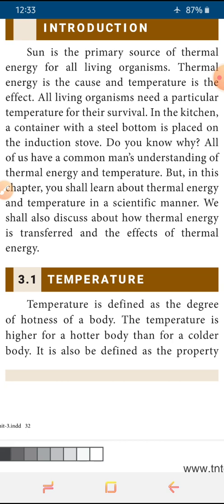And now we are going to discuss temperature. Temperature is defined as the degree of hotness or coldness of a body. So what is the definition of temperature? It is nothing but the degree of hotness of a body, which is called temperature.